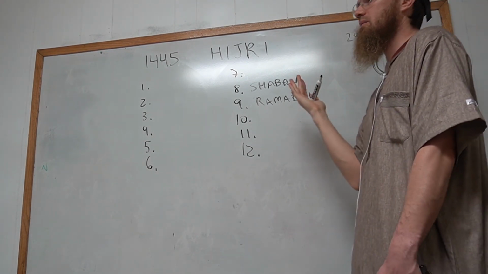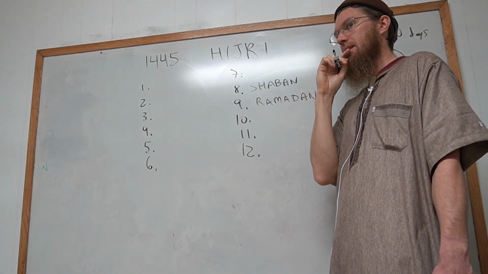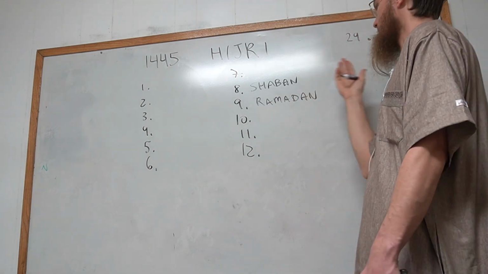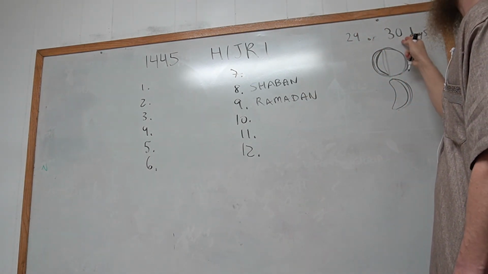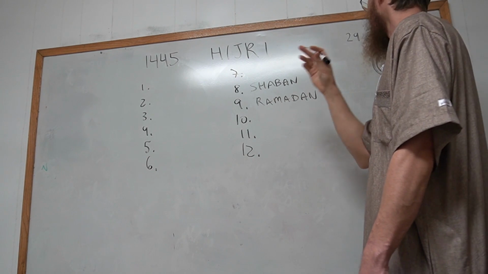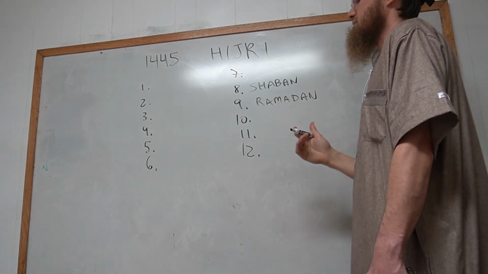What if you don't see the moon? Then you're still in that month. That means it's going to be how many days? 30 days. And then it's never going to be 31 days. So that means after that 30th day, the next month begins.